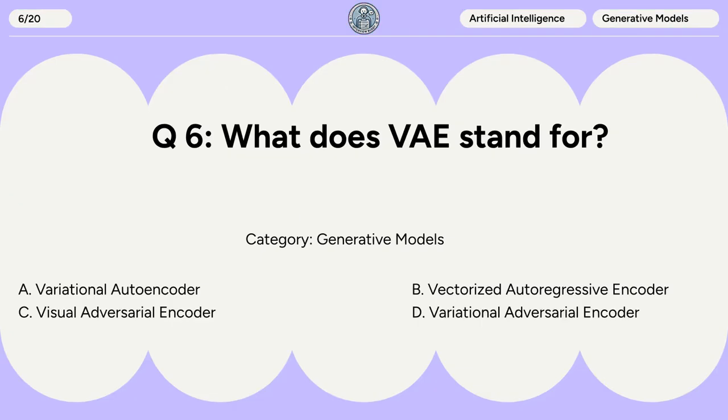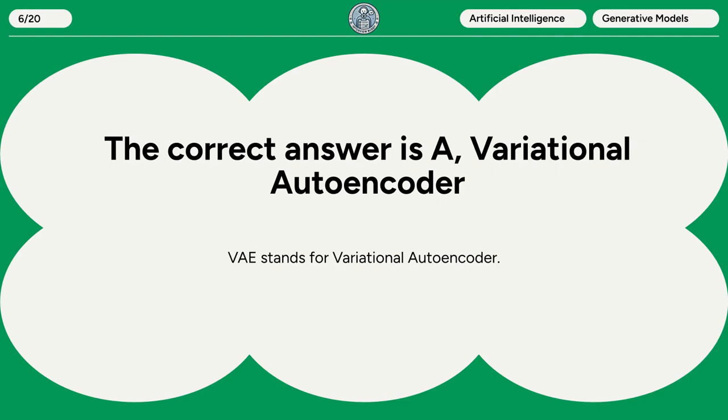Question 6. What does VAE stand for? A. Variational autoencoder. B. Vectorized autoregressive encoder. C. Visual adversarial encoder. D. Variational adversarial encoder. The correct answer is A. Variational autoencoder. VAE stands for Variational Autoencoder.